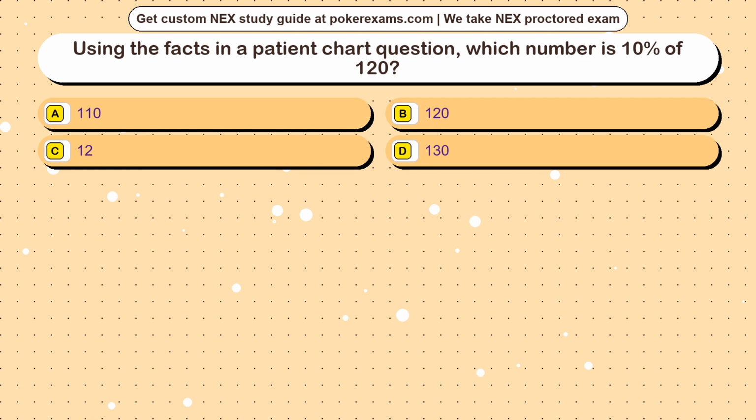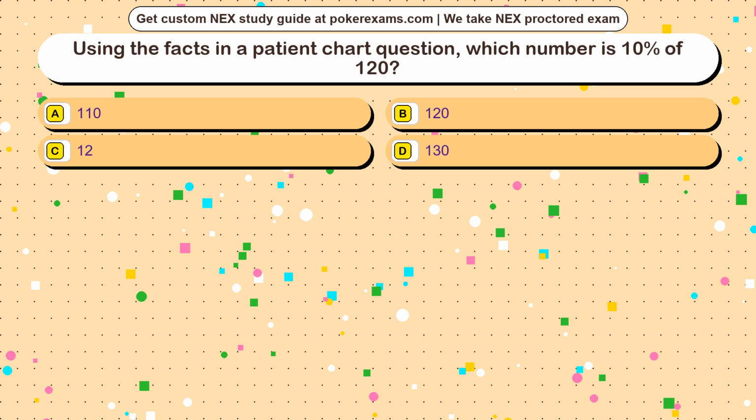Question 16. Using the facts in a patient chart question, which number is 10% of 120? Option A. 110. Option B. 120. Option C. 12. Option D. 130.